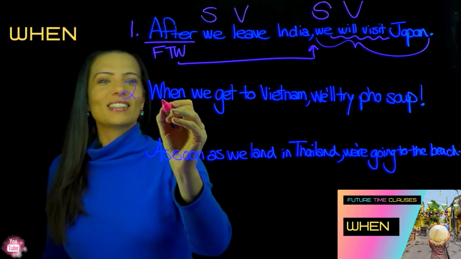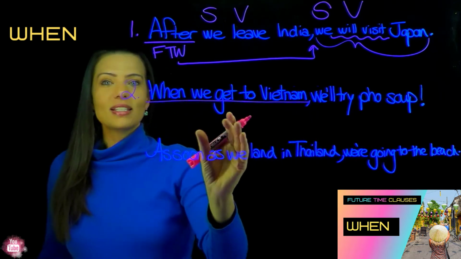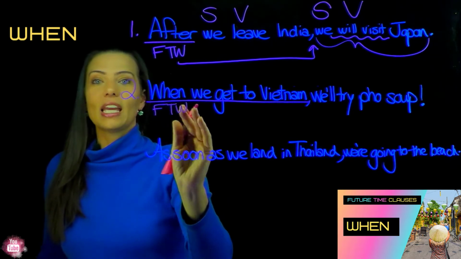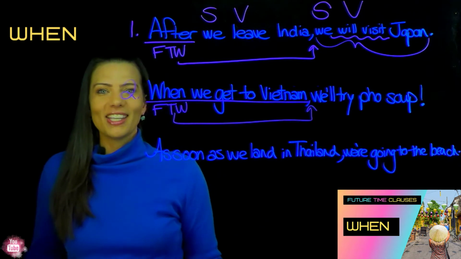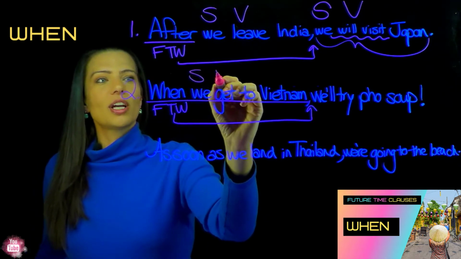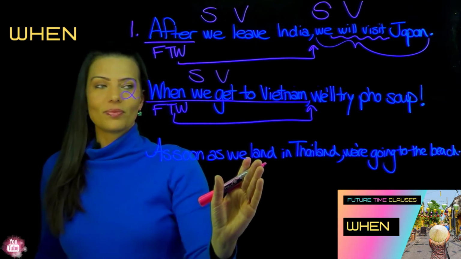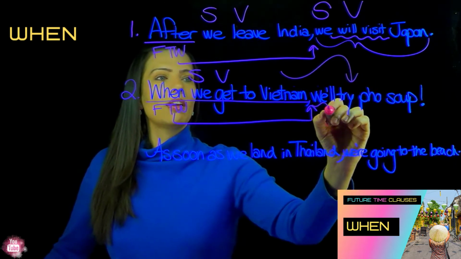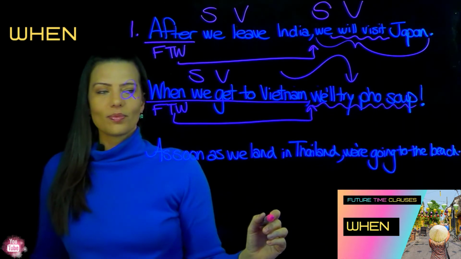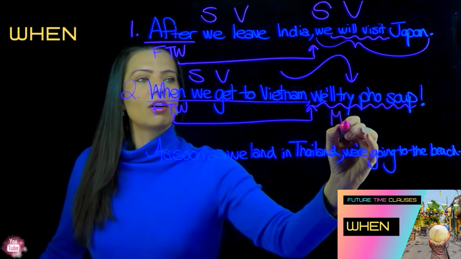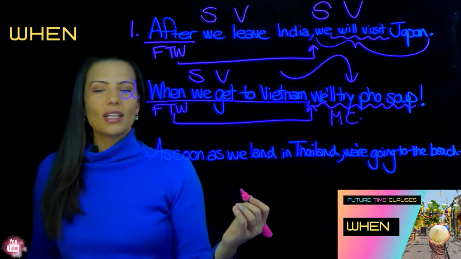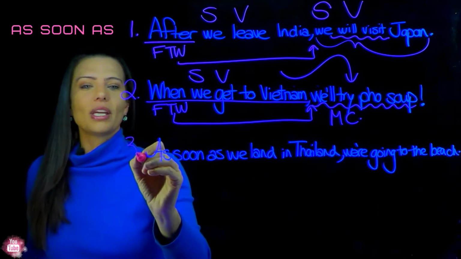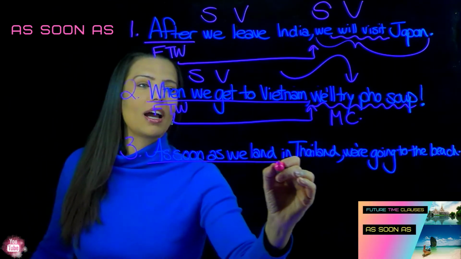Number 2, when we get to Vietnam, we'll try pho soup. So let's take a look at this. When we get to Vietnam, this is the future time clause. We have the future time word, when, in the beginning position, and we have the comma here. Next, we have the subject and the verb in the simple present. This entire future time clause is letting us know when this is going to happen. And the main clause, I'll call this the MC, the main clause is written in the simple future. We will try.